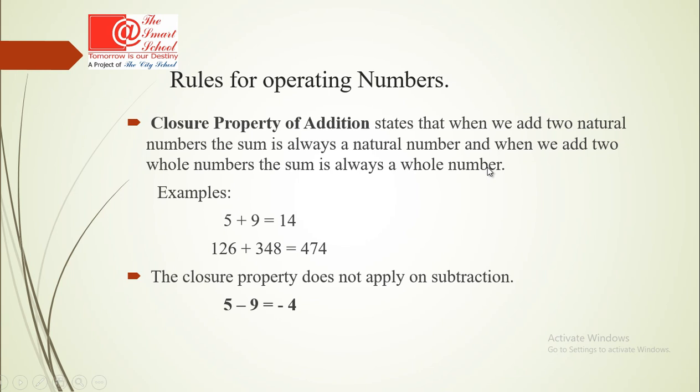We can just give some examples, like 5 and 9 are natural numbers, these are even whole numbers, and their sum 14 is also a natural number and whole number. And even if we take a little bigger number, 126 plus 348, both are natural and whole numbers, and the answer 474 is also a whole number. But this property doesn't apply on subtraction, because when we subtract, like 5 minus 9, the answer is minus 4, which is not a natural number, not a whole number, it is an integer. So this property doesn't apply on subtraction.